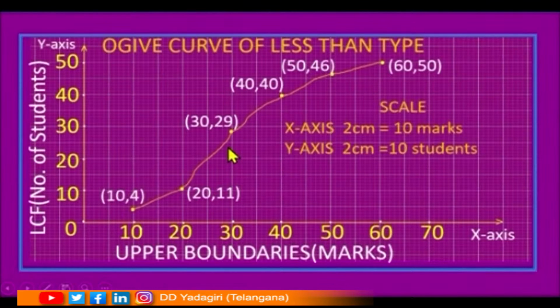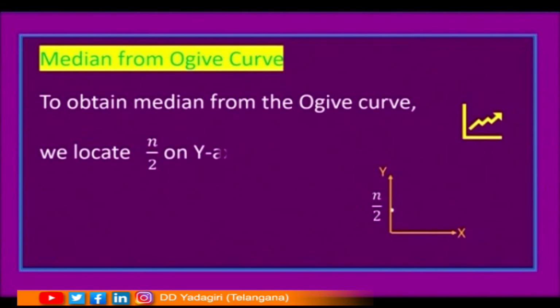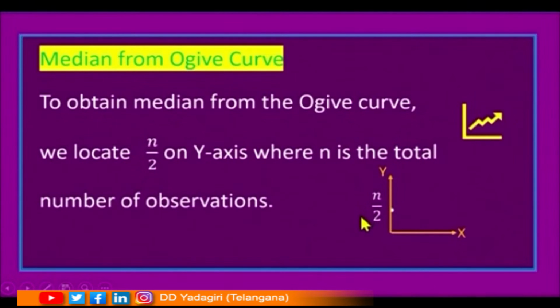So children, I hope that you understood the way of representing the Ogive curve of less than type. Now if you want to find the median of this data, to obtain the median from the Ogive curve, we locate n by 2 on the y axis. So what is n? Total number of observations. Here for the problem n is 50, so you are going to find the value of n by 2 on the y axis.